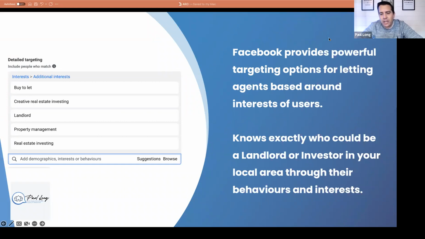It knows exactly who could be a landlord or investor in your local area through their behaviors and interests. And we're seeing agents pretty much identify all the landlords and investors in their town by targeting landlords and obviously putting content in front of them for them to download or to watch.